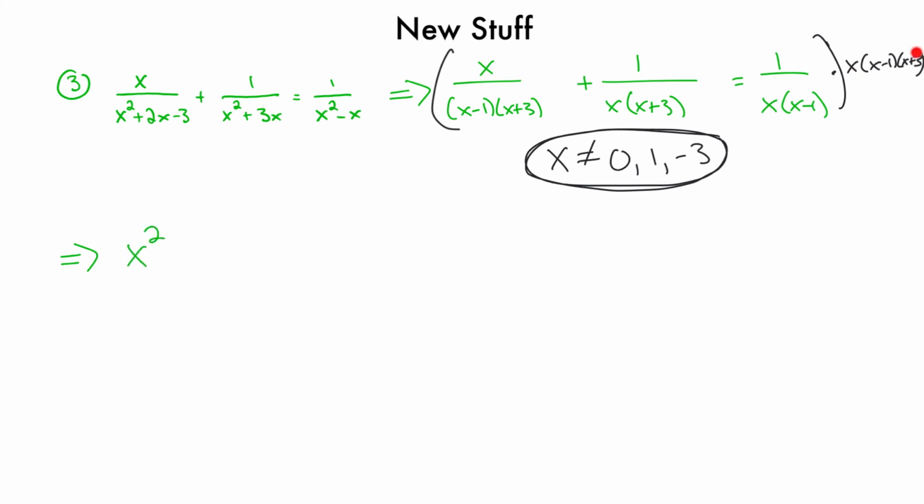When I distribute this to the second term, the x and the x plus 3 would eliminate, just leaving you with the x minus 1. x minus 1 times 1 is x minus 1. Equals. When I distribute this common denominator to the third term, the x and the x minus 1 would eliminate, just leaving you with the x plus 3 times 1, which is x plus 3.